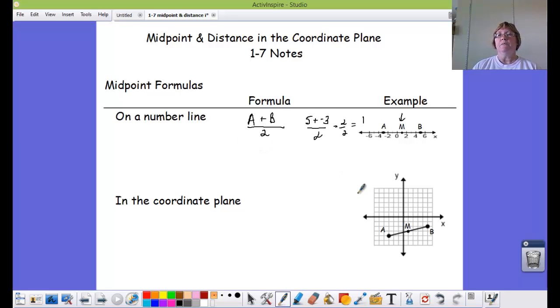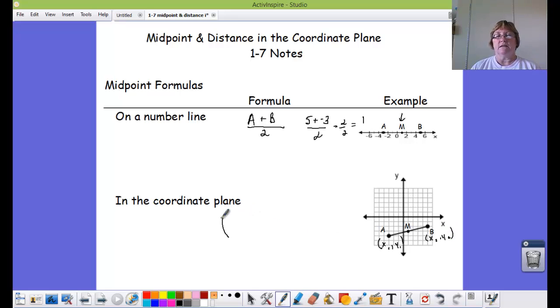When you move into two-dimensional space, things change a little bit. Not only do you have to worry about being in the middle horizontally, you also have to worry about being in the middle vertically. So what we're going to find is the midpoint in the coordinate plane is a point with its own x and y coordinates, and you find the x coordinate by adding, I'm going to write over here, this has its own x1, y1. This has its own x coordinate and y coordinate.